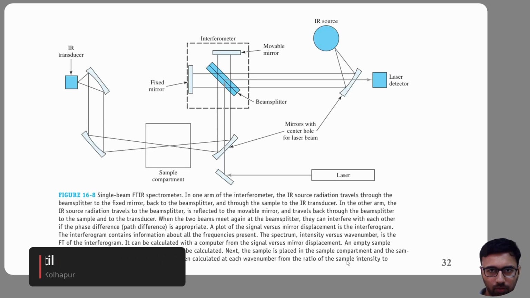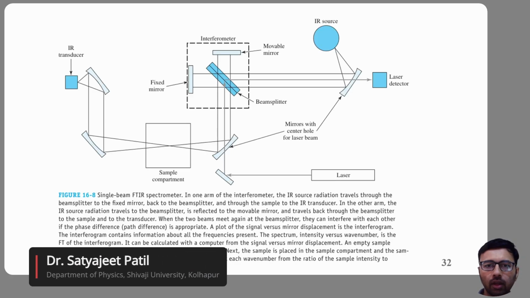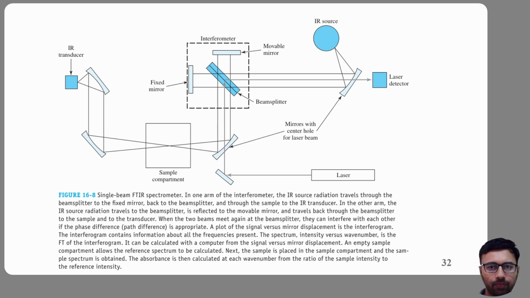Welcome back, everyone. In our previous lecture, we explored the heart of modern FTIR spectroscopy, that is, the Michelson interferometer. We saw how infrared radiation is split into two beams, how these beams travel different optical paths, and how they recombine to produce an interference pattern called an interferogram. We also learned that a Fourier transform converts this interferogram into the familiar infrared spectrum.